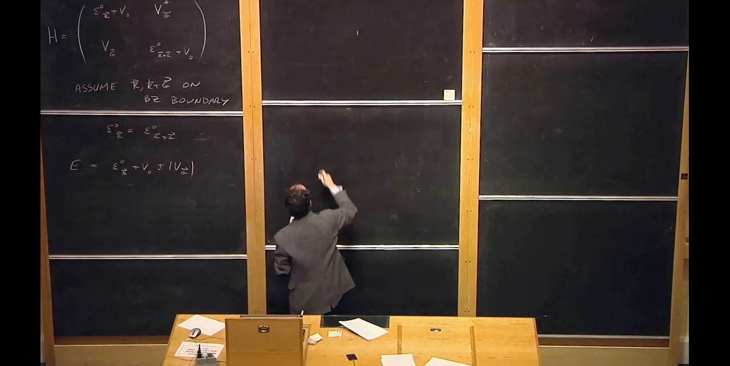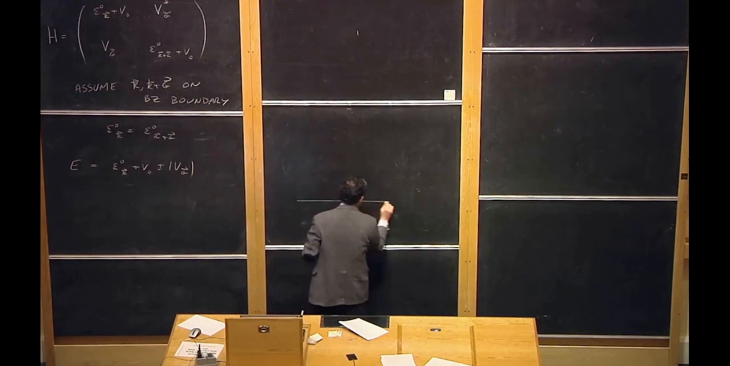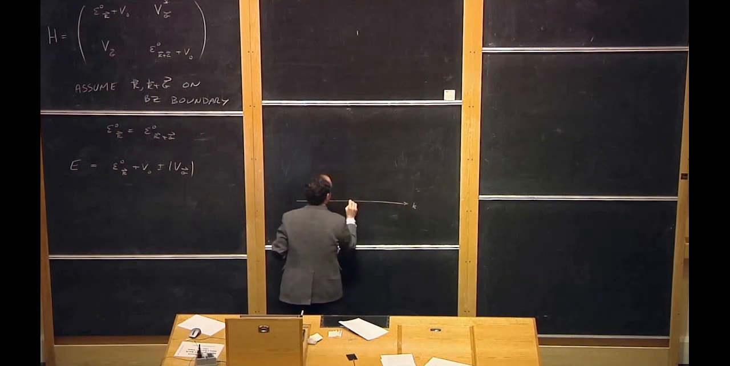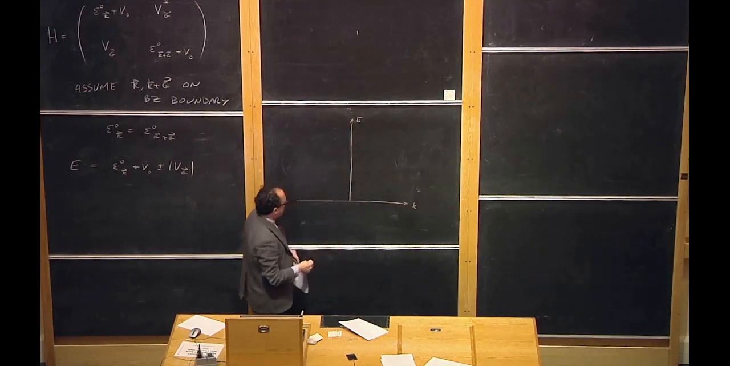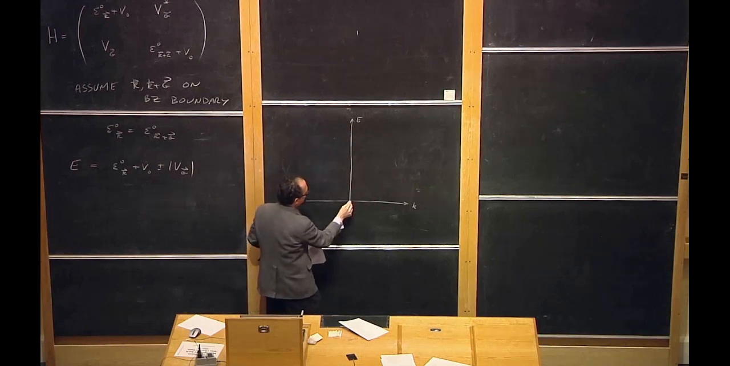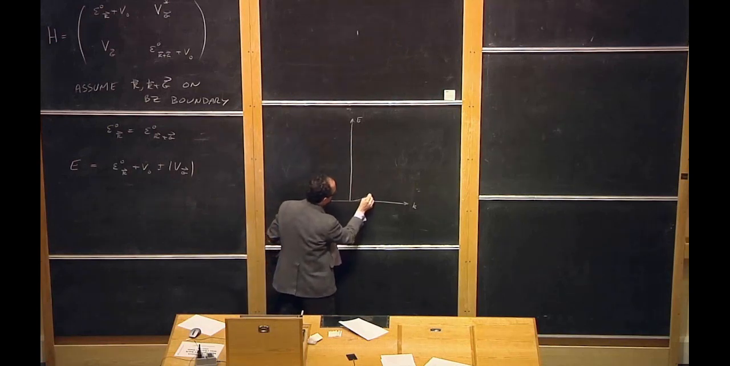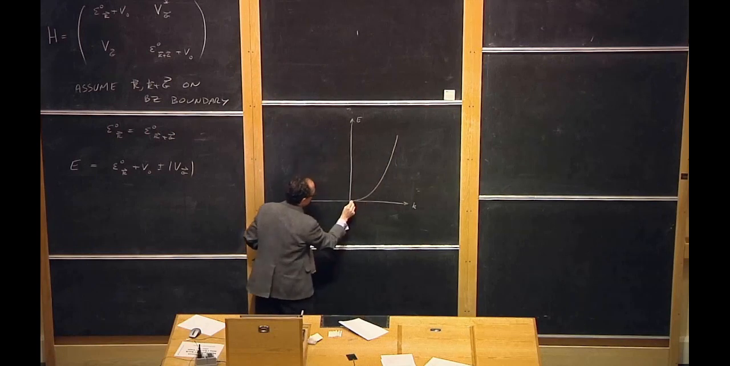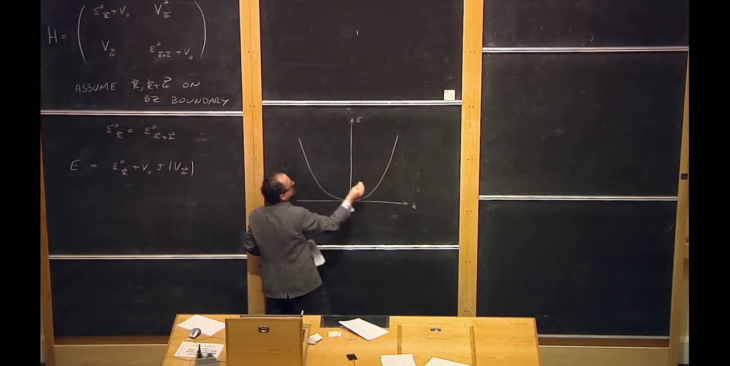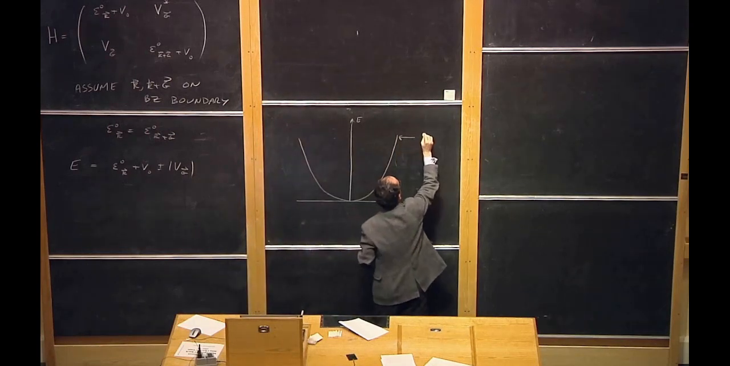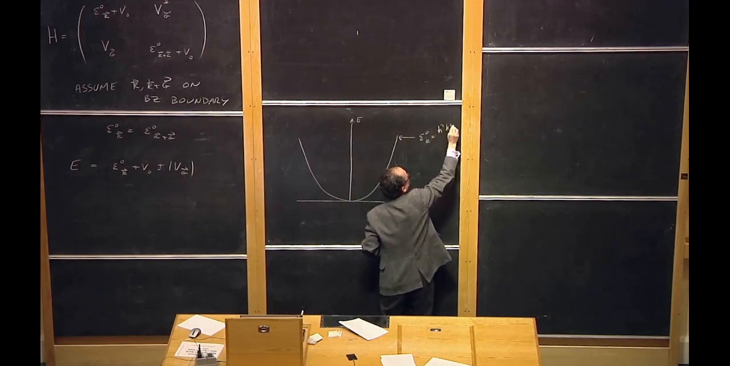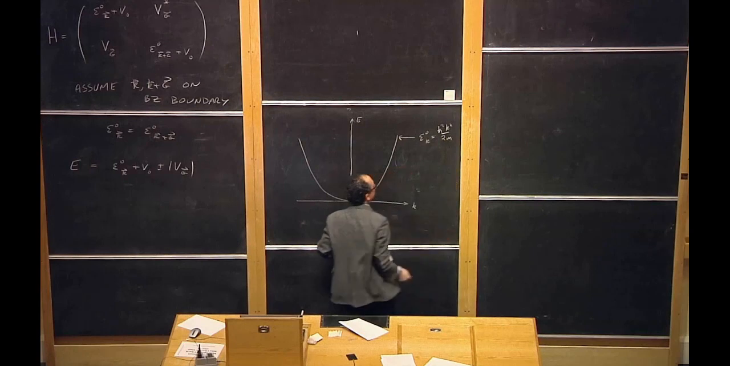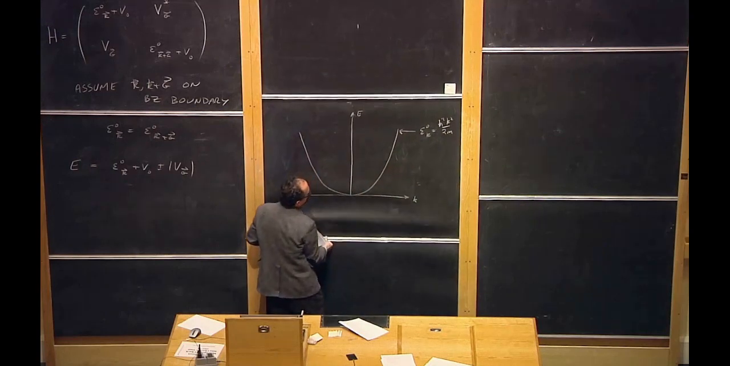Let's maybe draw it here. So here's k. Here's energy, E. And before we add the perturbation, we have a nice parabola. This is the usual parabola, which is E₀(k) equals ħ²k² over 2m. So that's the free electron parabola.